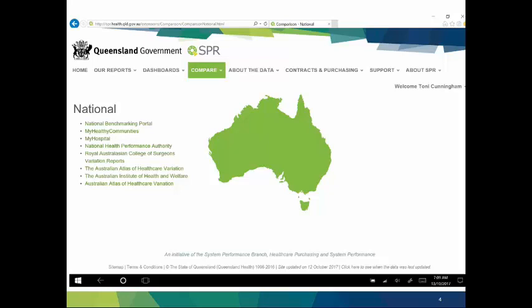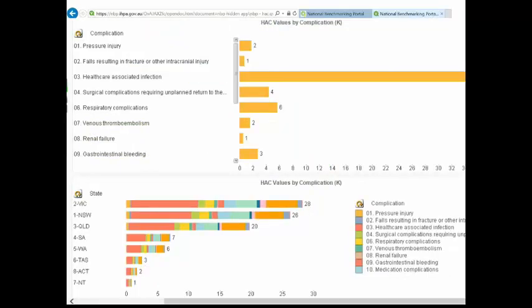So there are some national links that we can look at. The one I'm going to look at next is the National Benchmarking Portal. In this particular area, I've just selected the hospital-acquired conditions by state, and at the moment it's a pretty crude measure, but this will be an increasing focus for us, because while our area focuses very much on funding for the right care in the right place at the right time.